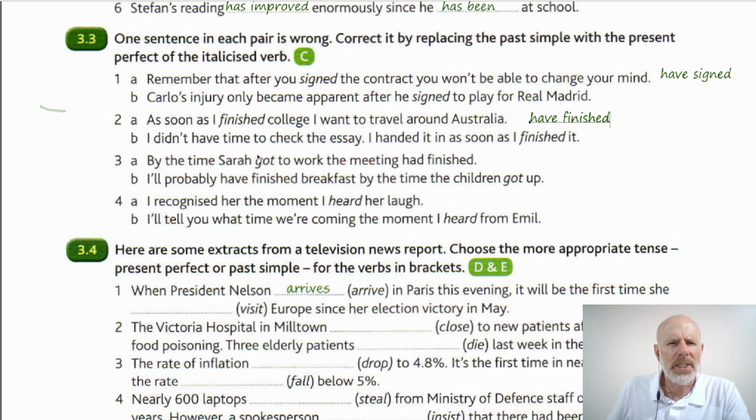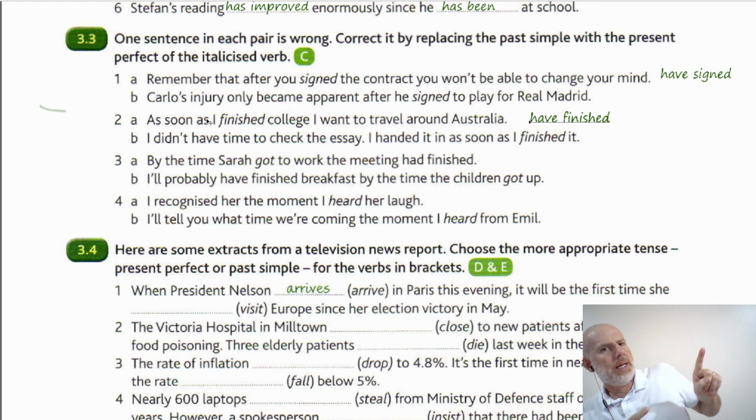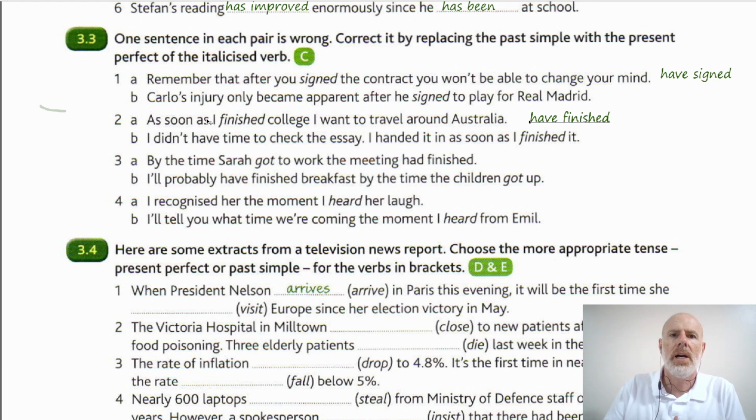I didn't have time to check the essay. I handed it in as soon as I finished it. The second one is about the past, so it's past simple. The first one is about the future, all right? As soon as I have finished college, I want to travel.